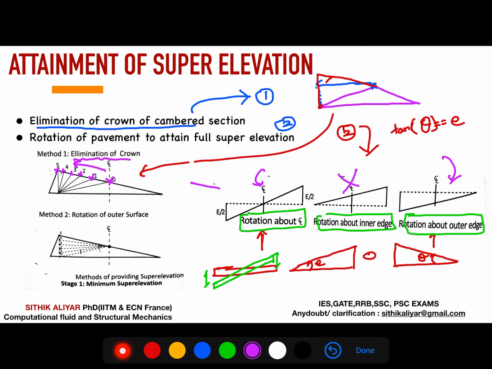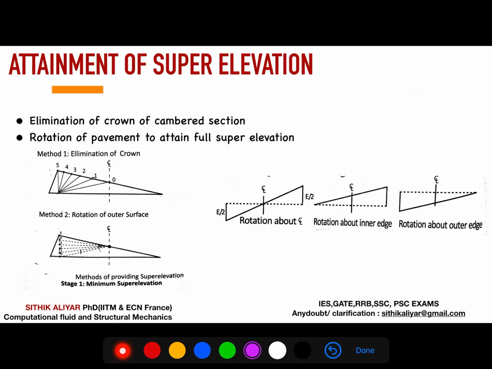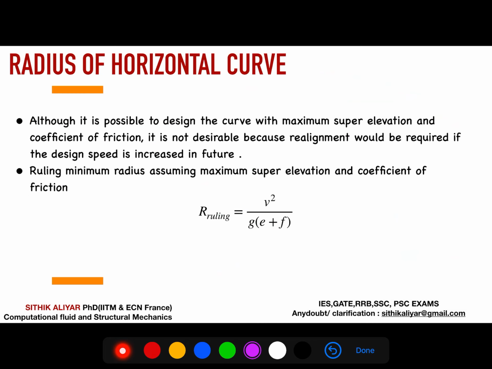This rotation point will again come in. We will see 1 or 2 problems in this, and rotation about pavements will be very useful in transition curve problems. Okay, so the final topic you should know is the radius of horizontal curve. I hope you know the formula.